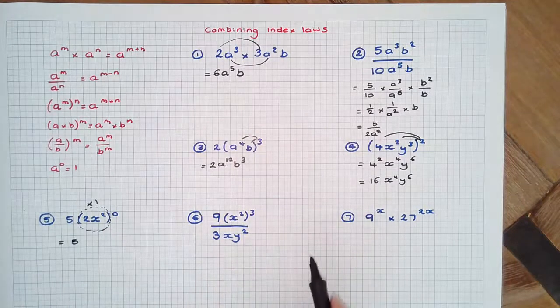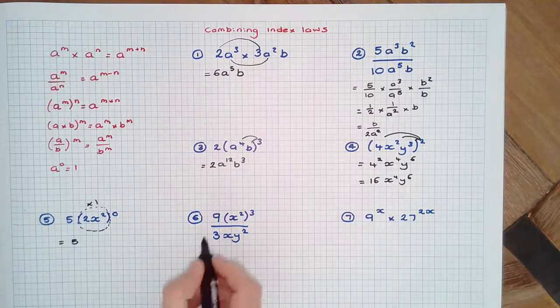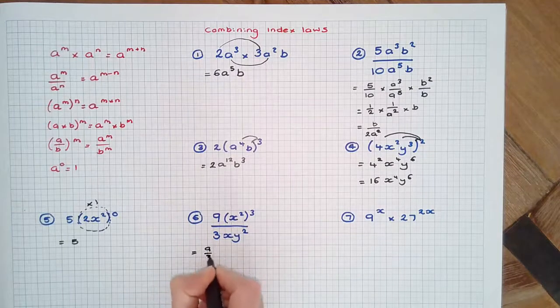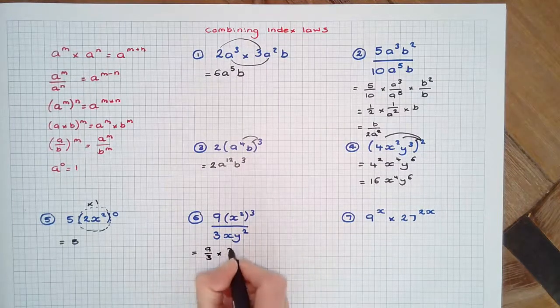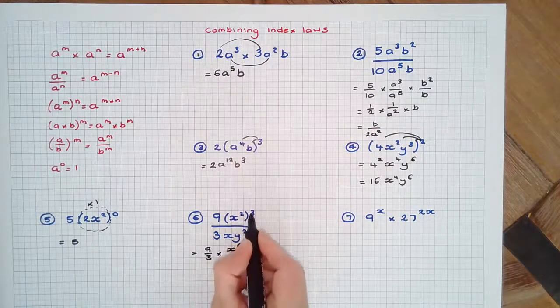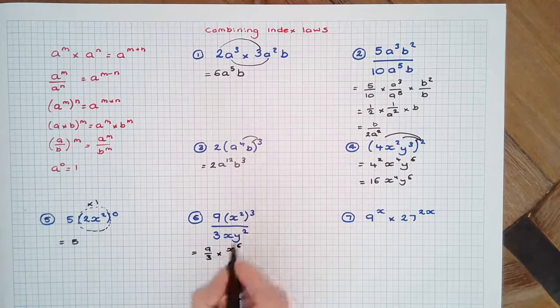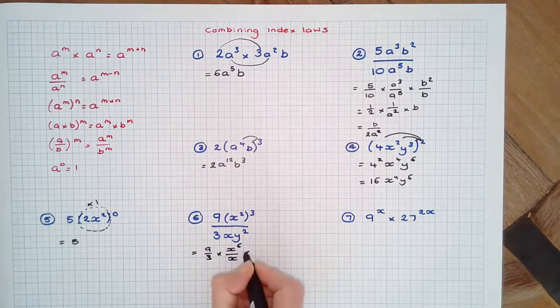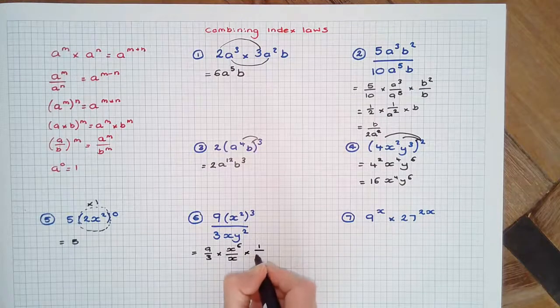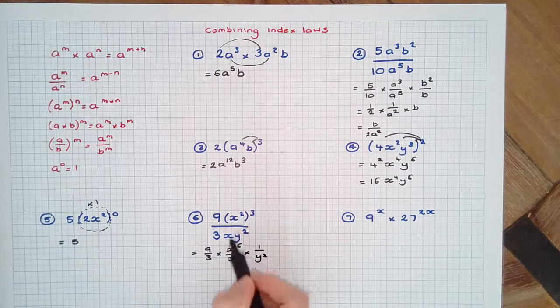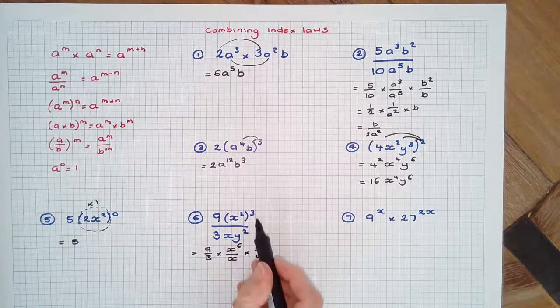And the last two are getting a little bit more complicated. Here we have 9 over 3 times x to the power of 6, because we have power of a power here, 2 times 3 is 6, over x, times, I'm going to write it as 1 over y squared. y squared's on the denominator, so I just simply put a 1.